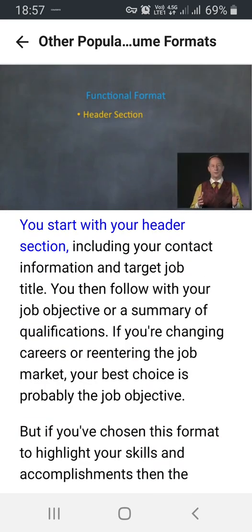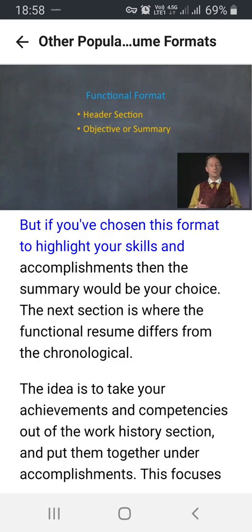You start with your header section, including your contact information and target job title. You then follow with your job objective or a summary of qualifications. If you're changing careers or re-entering the job market, your best choice is probably the job objective. But if you've chosen this format to highlight your skills and accomplishments, then the summary would be your choice.